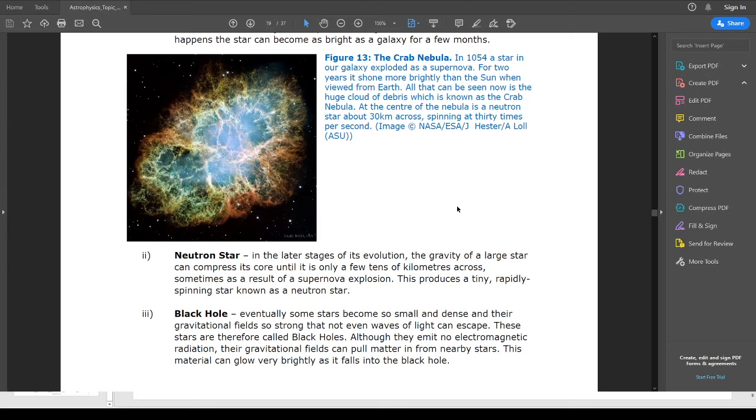Neutron star or black hole, only one of them will form. Both of them won't form. If the mass of the core remnant is 1.5 to 3 solar mass, a neutron star will be formed. If the mass of the core remnant is approximately 5 solar mass or more, then a black hole will be formed.